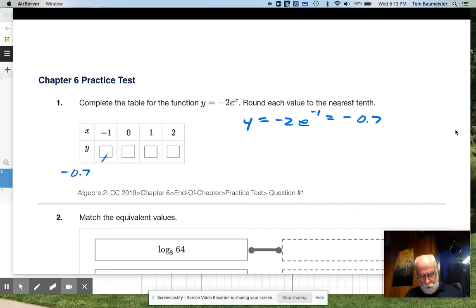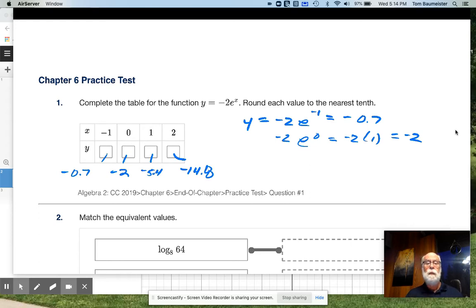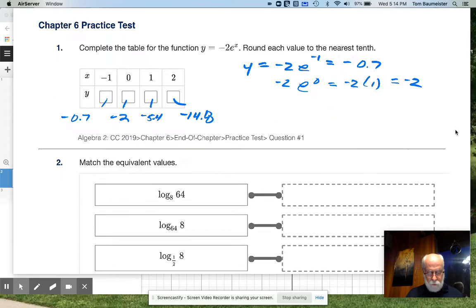Anything raised to the 0 power is equal to 1. So then we'll have -2 times 1, which will equal -2. And so on. Just plug them in. So here you should get -5.4. And on this one here, you'll get -14.8. All right, just plug and chug, ladies and gentlemen.